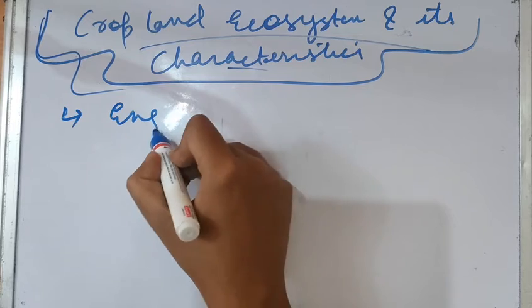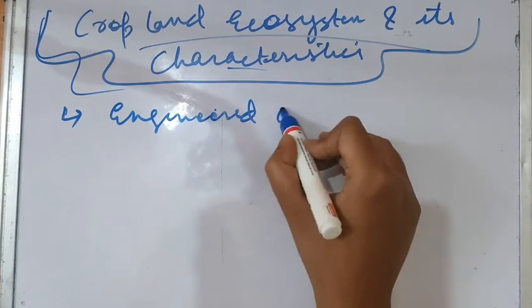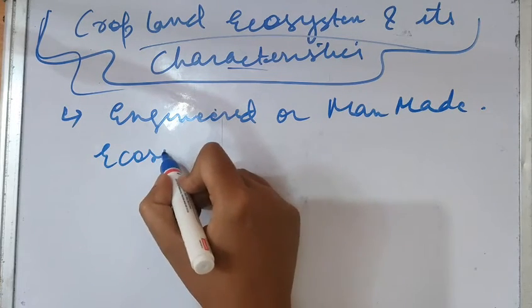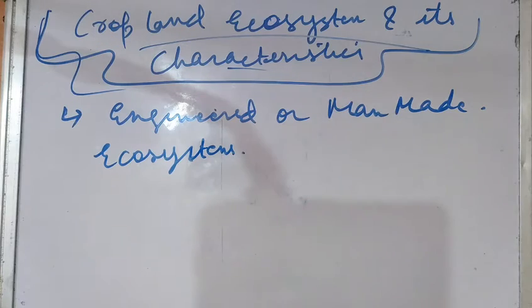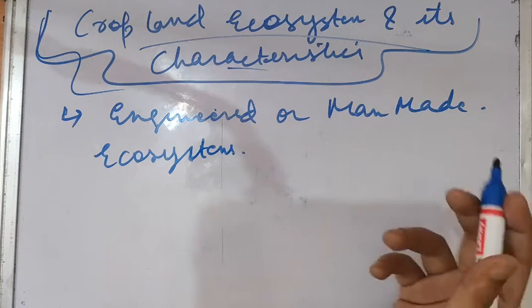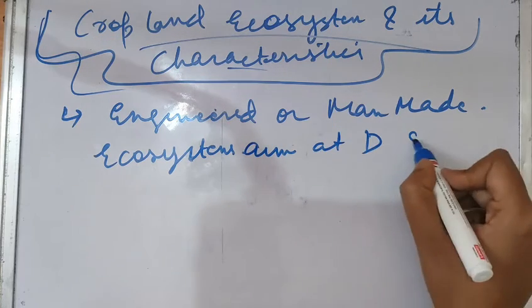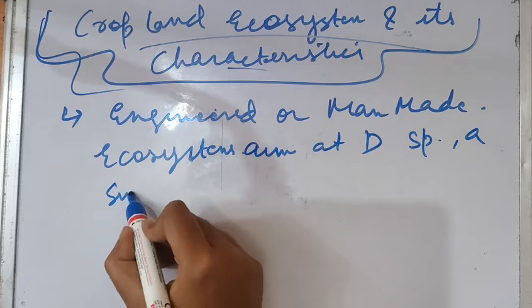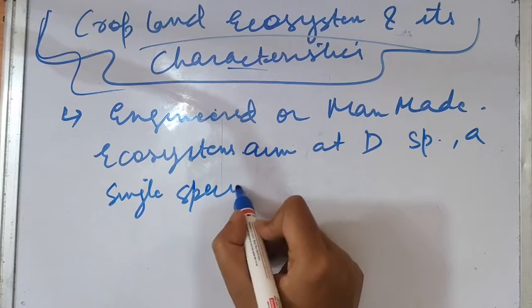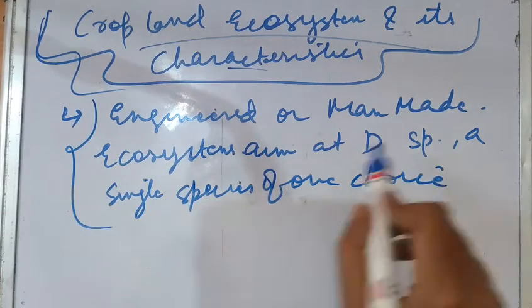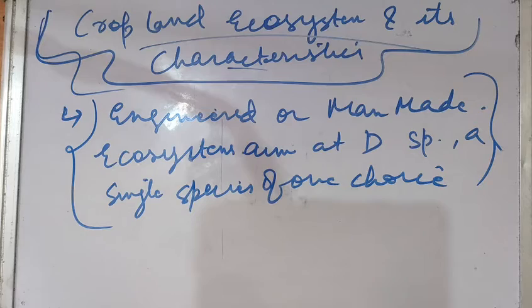They are engineered or man-made ecosystems aimed specifically at developing a single species of one's choice. We prefer one crop or one species and we keep growing that, keep growing that. So this is what a cropland ecosystem is.